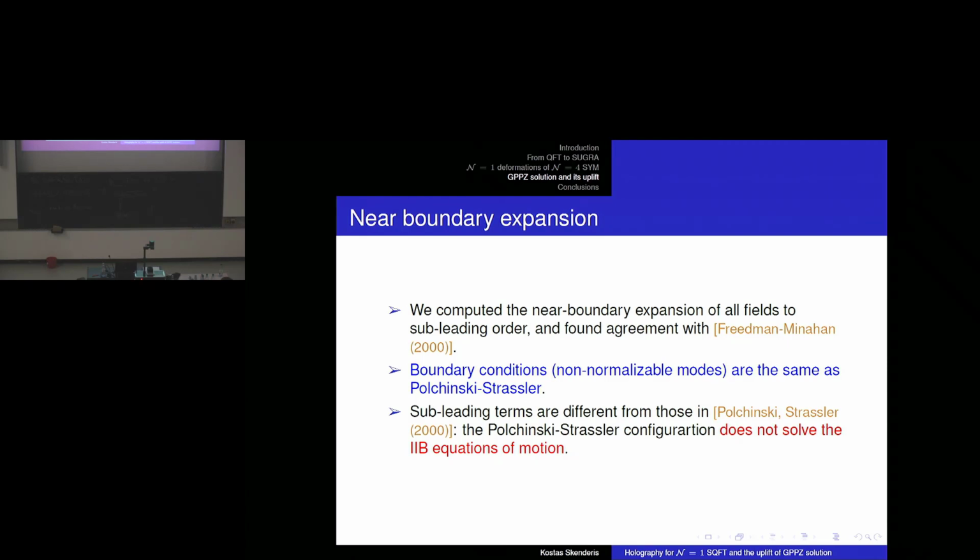We also computed the near boundary expansion for all fields to subleading order and found agreement with partial results of Freedman and Minahan. Then we checked the boundary conditions we have in 10 dimensions, the so-called normalizable modes. It's exactly the same as Petrini-Strassler, once one matches conventions. However, the subleading terms are different, and this implies that the Petrini-Strassler configuration does not solve the type 2B equations of motion, and I'm not quite sure what to say about the validity of that work.